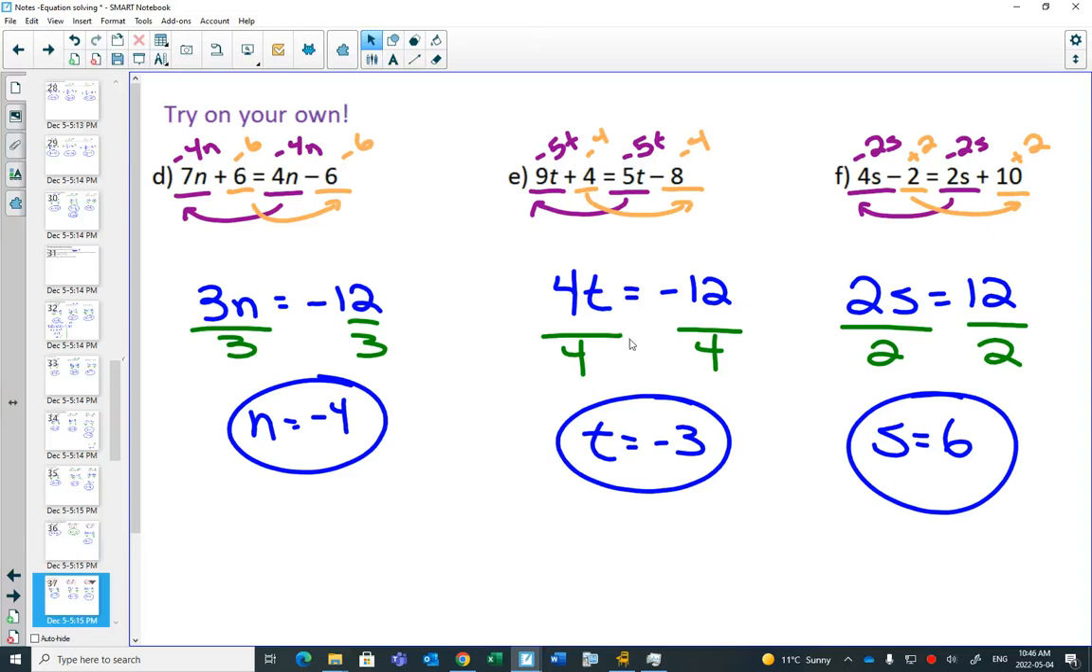All right, so check your answers. You might also like color coding like I did here. It really helps you see your work better.